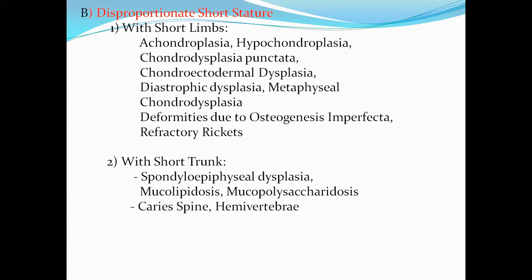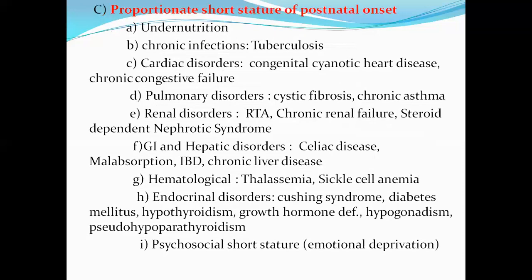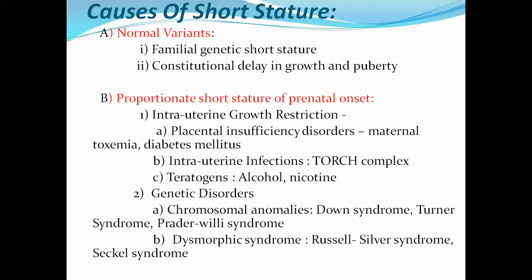When the trunk is short as compared to limbs, then there is spondyloepiphyseal dysplasia, mucolipidosis, mucopolysaccharidosis, caries spine, and hemivertebra. So you can say there are plenty of reasons which can cause short stature. Okay.